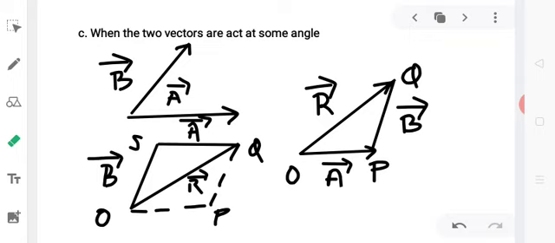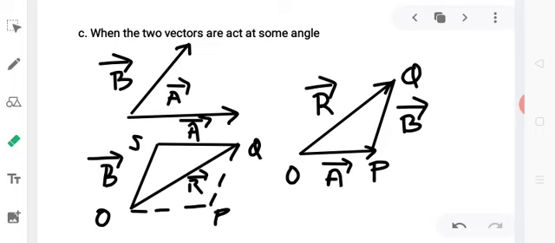Again, the resultant vector can also be found by coinciding the tail of A on the head of B. Now the resultant vector R is represented by OQ, which is the diagonal of the parallelogram OPQS.